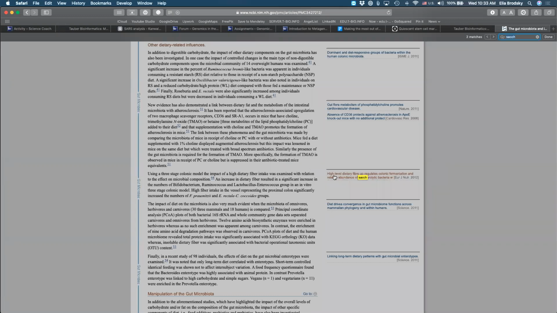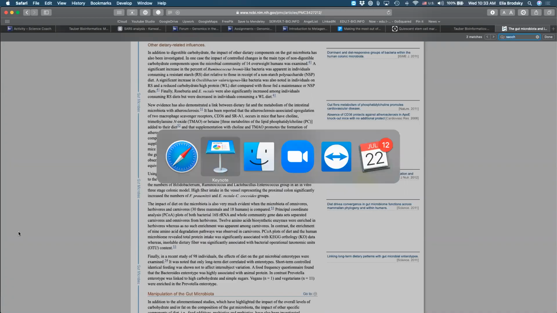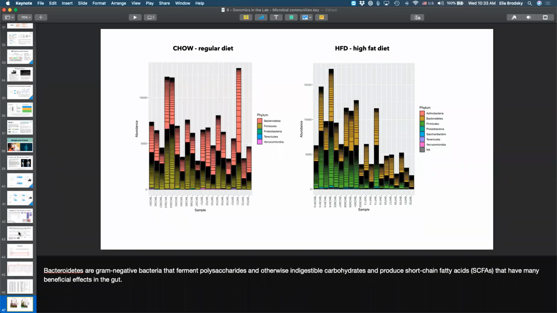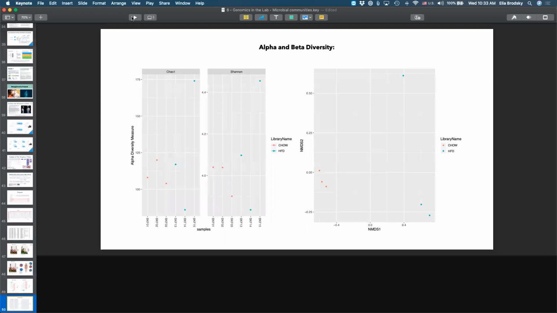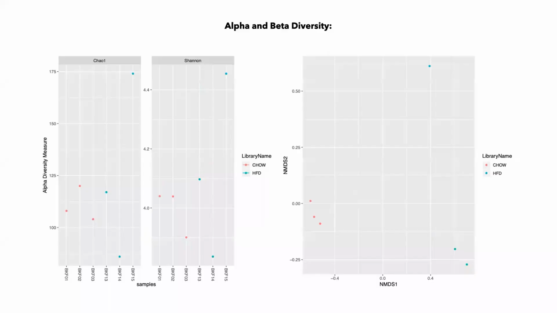There are also some publications here: high-level dietary fiber upregulates colonic fermentation and relative abundance of saccharolytic bacteria within the human fecal microbiota in vitro. So we do have some insights here. Obviously, this requires a much more in-depth study, but it points to the fact that some of these might play a role. Let's look at another type of comparison. This comparison is called alpha diversity and beta diversity. What does that mean?